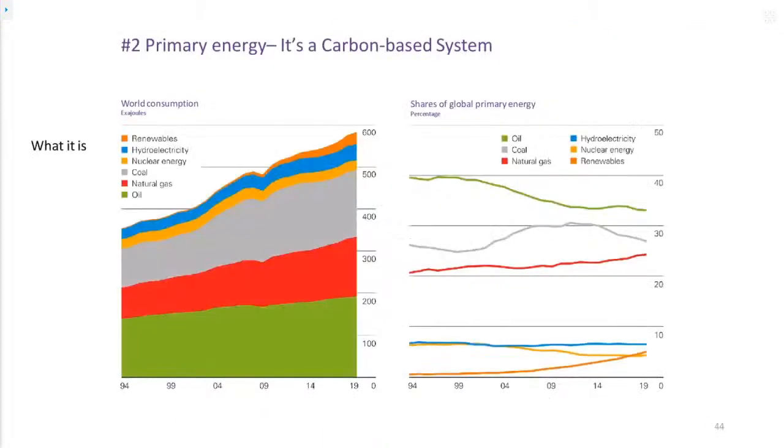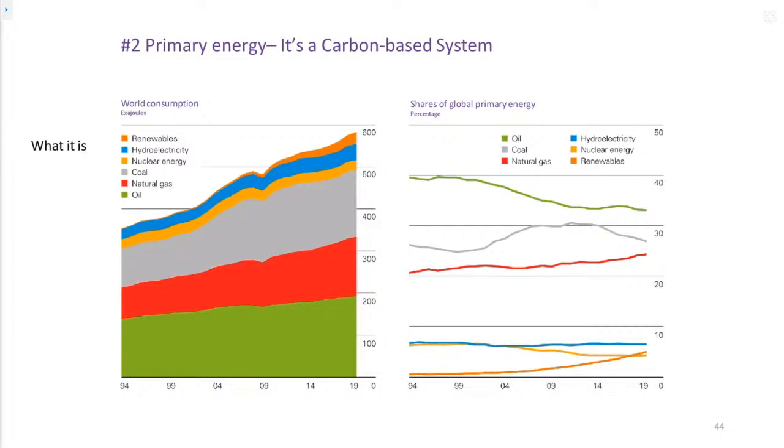Another thing that will not change easily is primary energy consumption. Our system is carbon based, and if you look at this slide, the green, red, and gray colors there represent oil, natural gas, and coal in particular. And this is world consumption overall. It is a carbon based world, and it really hasn't changed that much over the last decade or so.